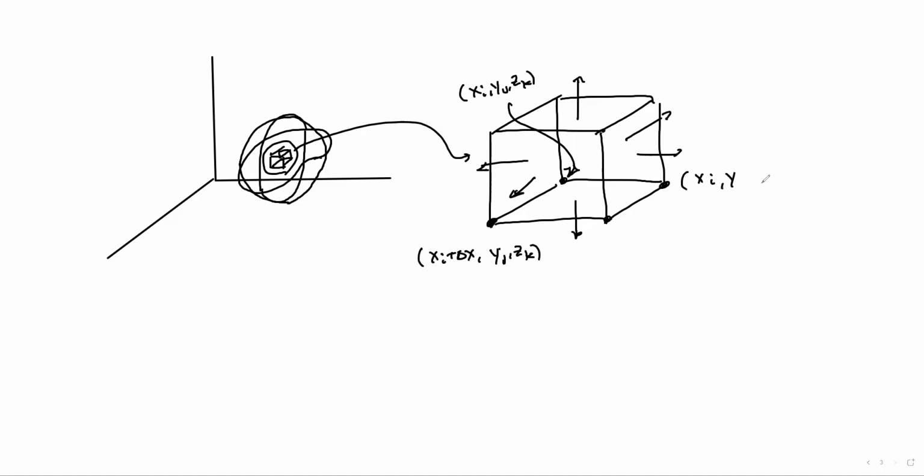For this one, you're going to add to the y coordinate, so you're going to add change in y. This one here, we would add to the z coordinate: x sub i, y sub j, z sub k plus change in z, and so on. You can figure out what the other points are as necessary.